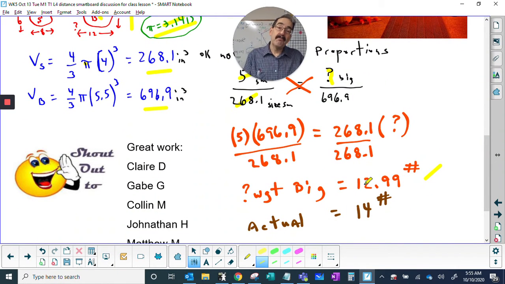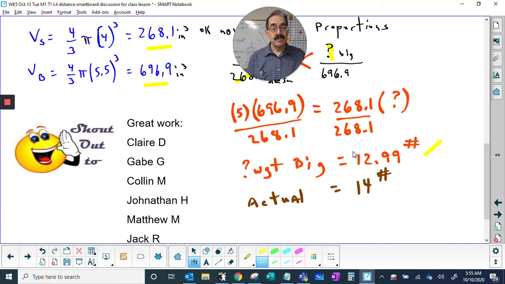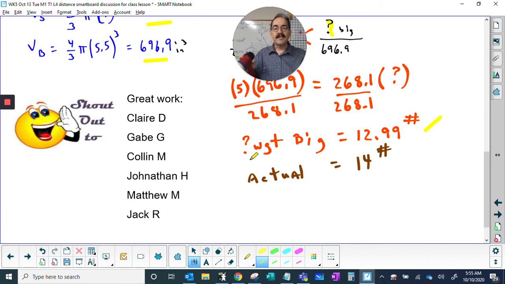I do want to do some shout outs, though, to some folks that did really well. So let's grab our megaphone and do some shout outs to both classes. In period 4, Claire, Gabe, and Colin all were within a couple of pounds. And in period 5, Jonathan, Matthew, and Jack all within a couple of pounds.